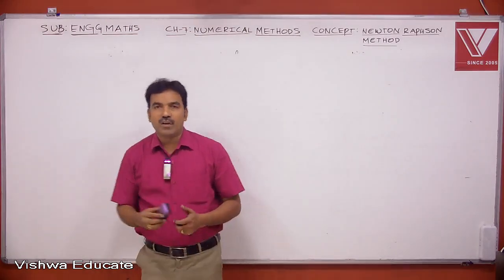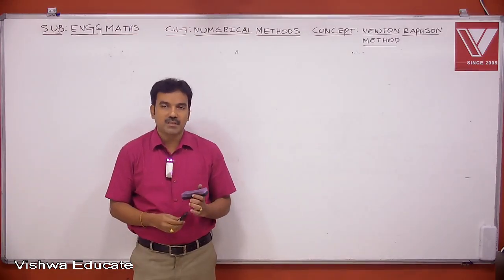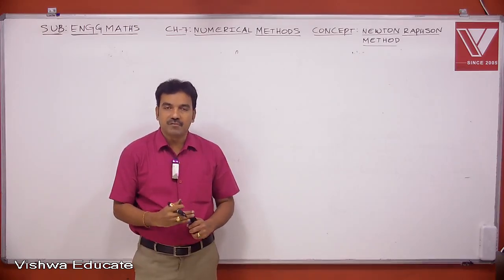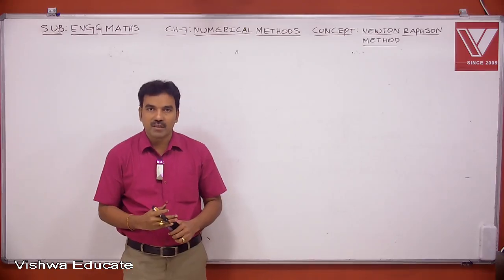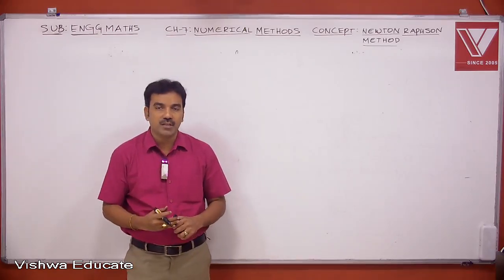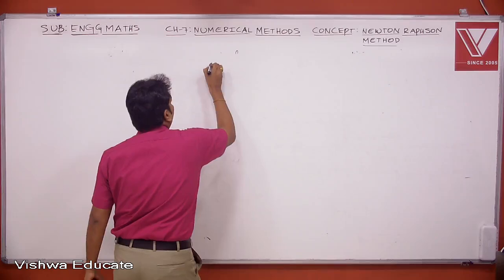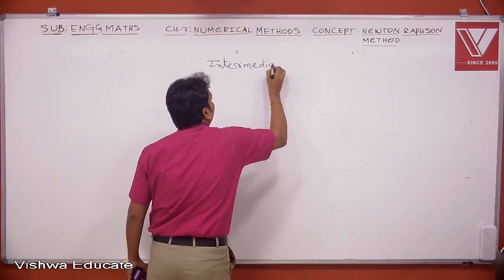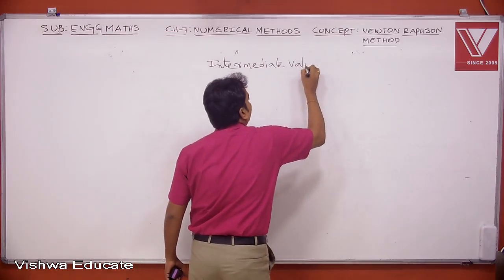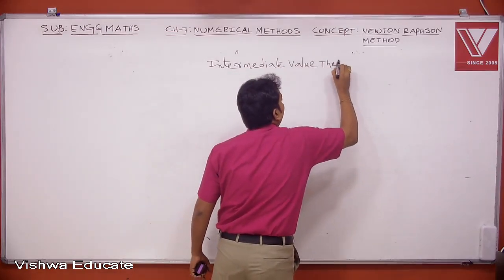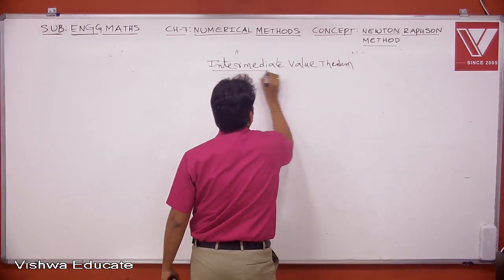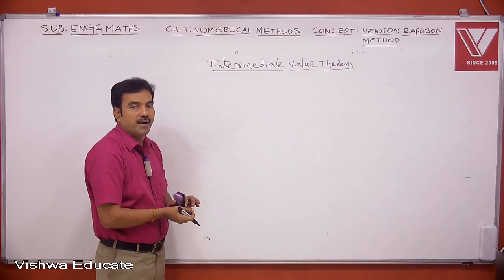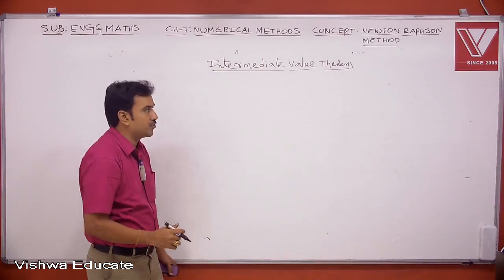Now with this, we have finished method 1, that is the Newton-Raphson method. Now we discuss one important theorem that is a basic prerequisite for the next two iterative methods, that is bisection and regula falsi methods. So the theorem is the intermediate value theorem. This is a prerequisite for the next two iterative methods, bisection and regula falsi methods.